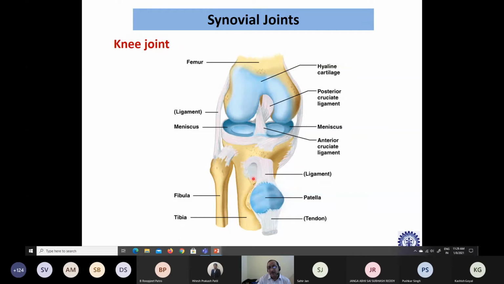And of course, there is a strong ligament that is pushing the patella in and holding it in place to form the knee joint. So it's a typical example of the knee joint.